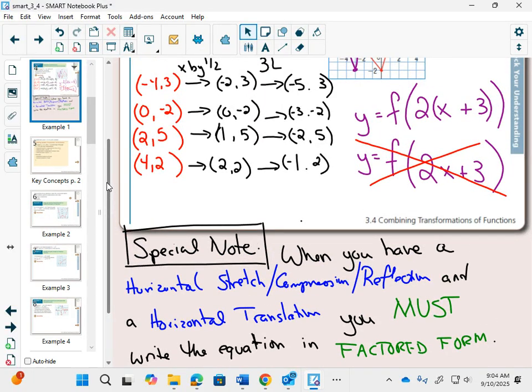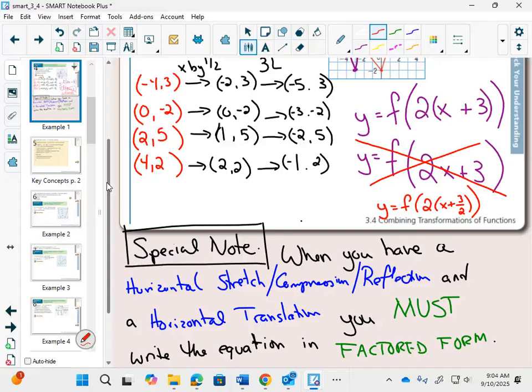If it's this way, then it's 3 to the left. Technically, this one that I put the red line through, if I factor out the 2, that second one with the line through is actually a translation of 1.5 units or 3/2 units to the left, not 3 units to the left.